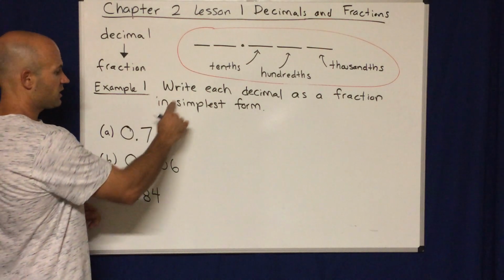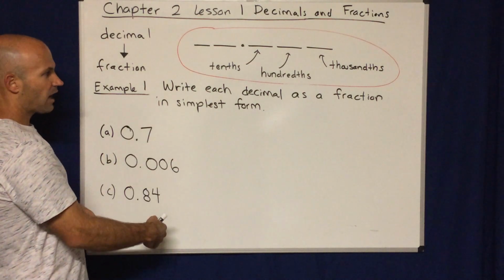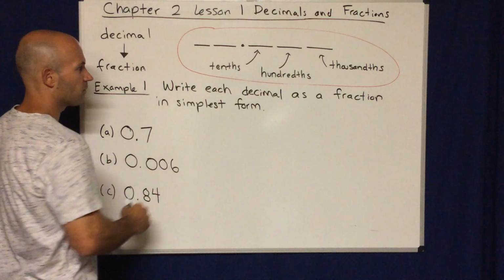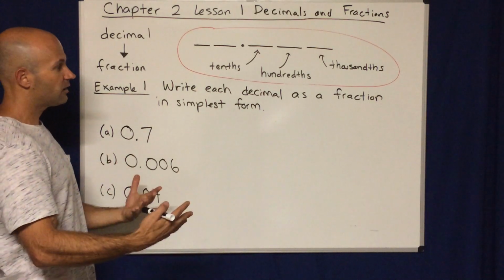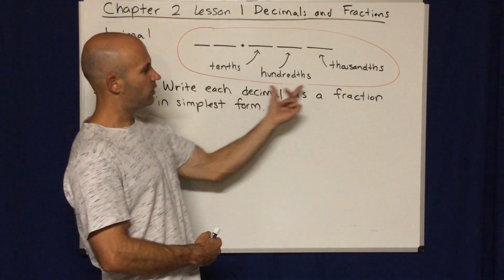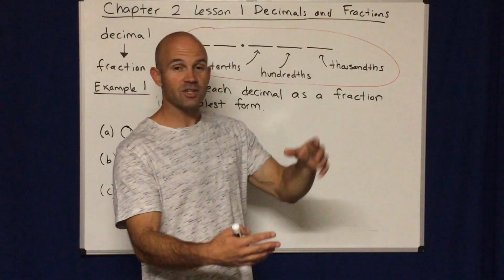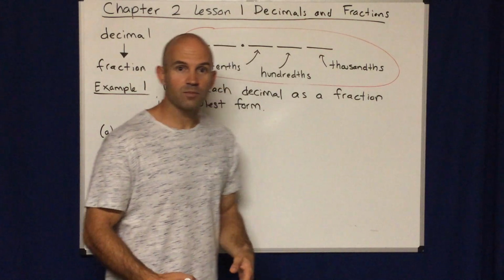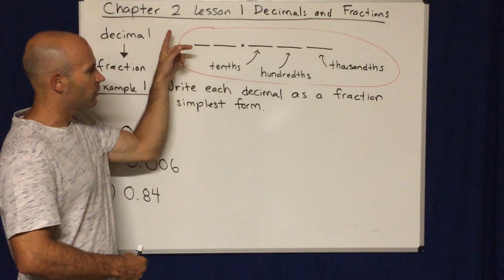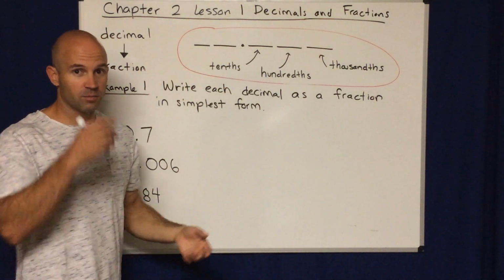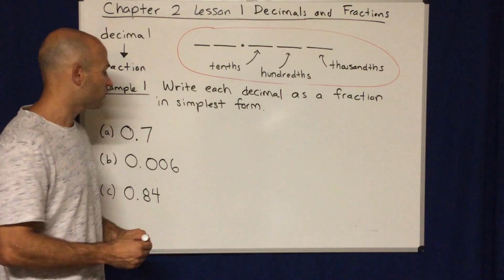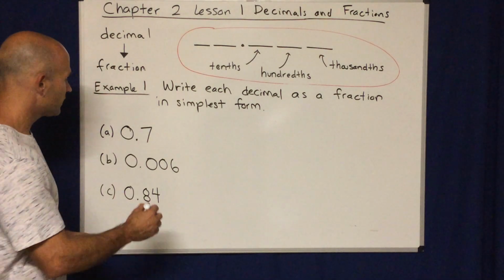Our directions are: write each decimal as a fraction in simplest form. I view these problems as having two phases. The first, just getting the decimal into a fraction, and then we pause and catch our breath. We look at the fraction and then see if it's in simplest form. We will be using some tools from Chapter 1, because in Chapter 1 we learned about simplifying fractions, or writing a fraction in simplest form. Okay, so let's get started.